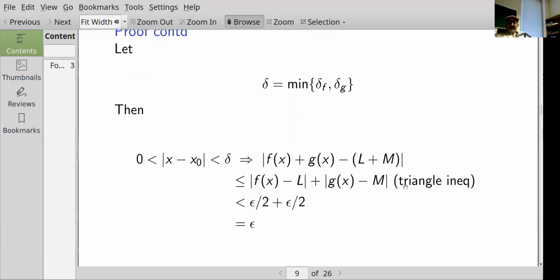So there exists such a delta that if x is not equal to x naught, and it's within delta of x naught, then the value f plus g of x is within epsilon of the value L plus m. Okay.